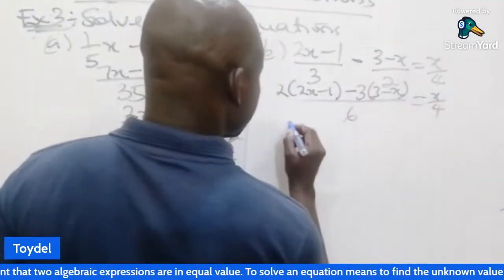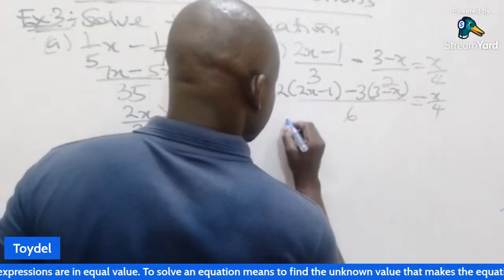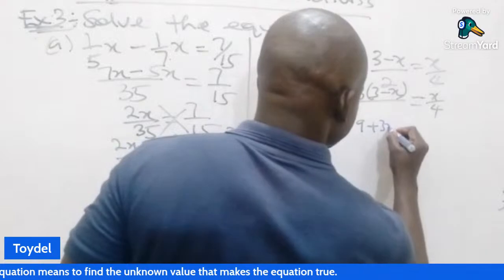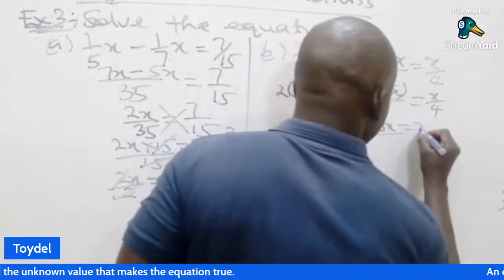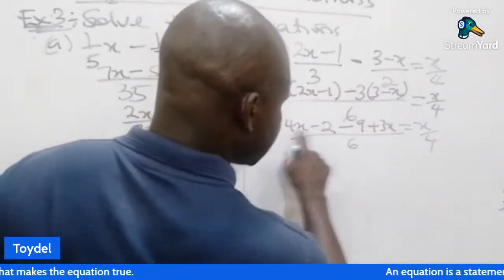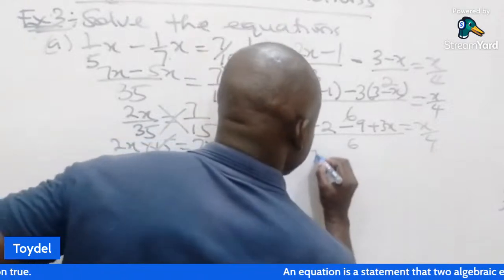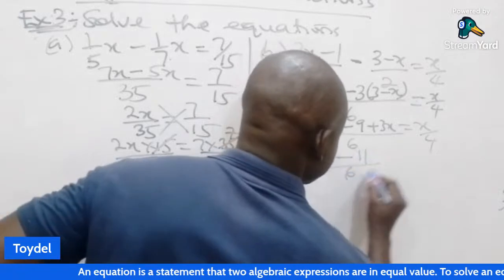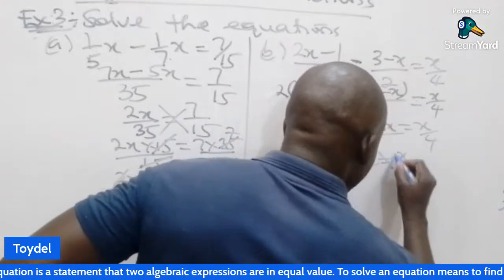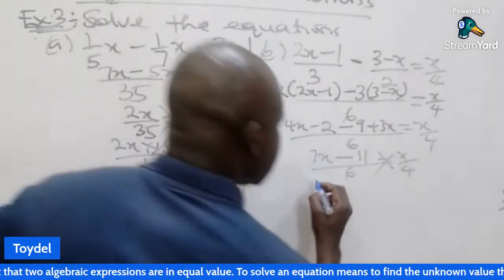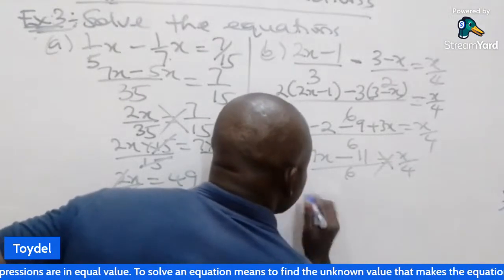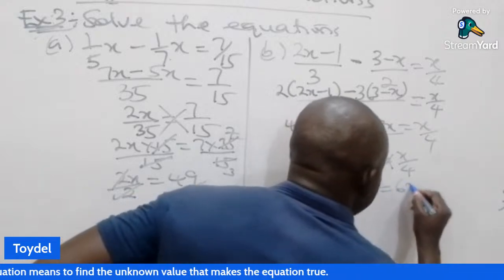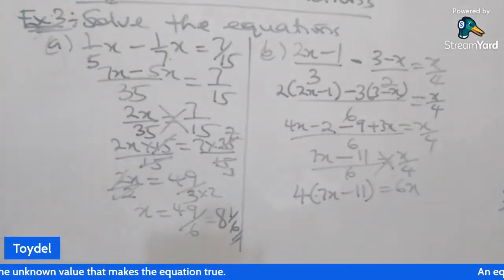So we open up what we have by the numerator. 2 times 2, that's 4x minus 2. Minus 3, we control this, we have minus 9 plus 3x, everything all over 6 is equal to x all over 4. Then 4x plus 3x, that is 7x, minus 2 minus 9, minus 11, all over 6 is equal to x all over 4. So we cross multiply. We will have 4 into bracket 7x minus 11 to be equal to 6x. That's what we are going to get. So let's look at it very well.